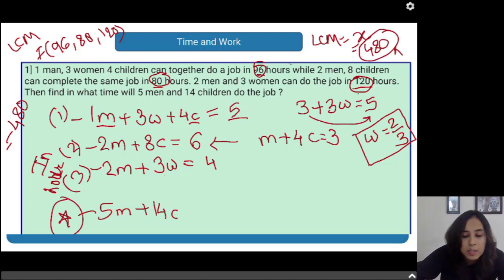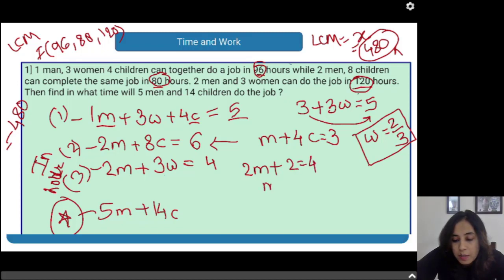Now let us substitute W in equation number 3. So we get 2N plus 2 equal to 4. So I get the value of M as 1. Now finally let us find out the value of C. Let us substitute it here in this particular equation 2. So I have 1 plus 4C equal to 3. So the value of my C comes out as 1 by 2.